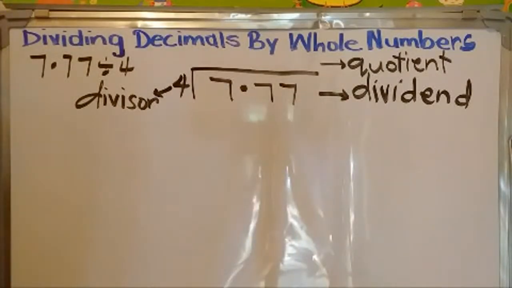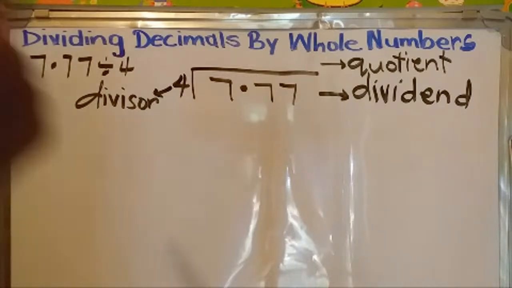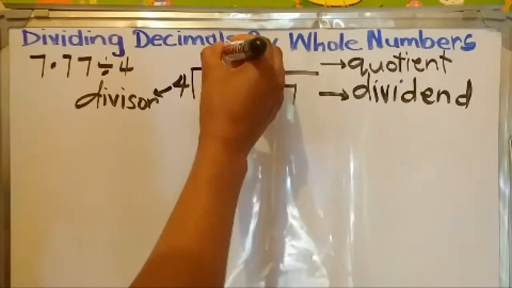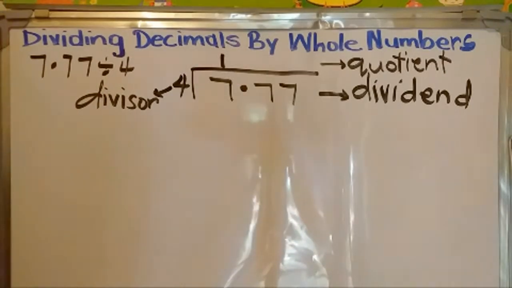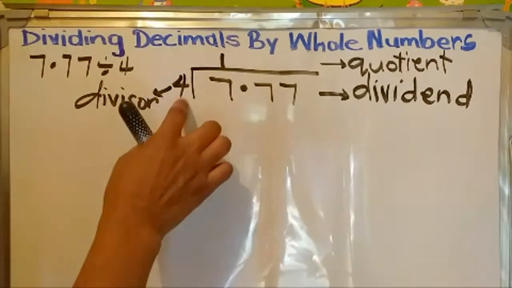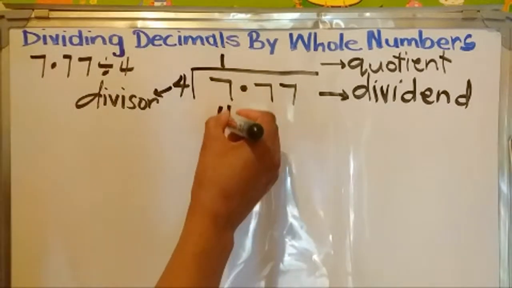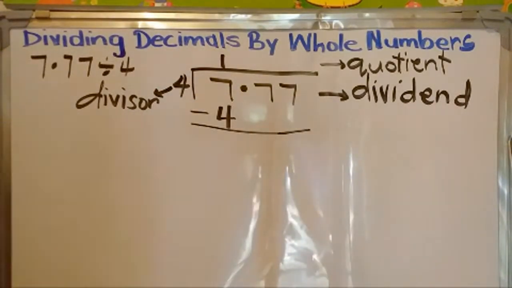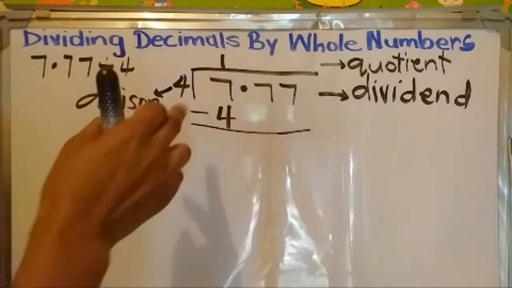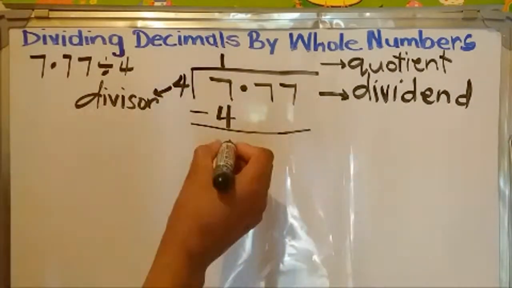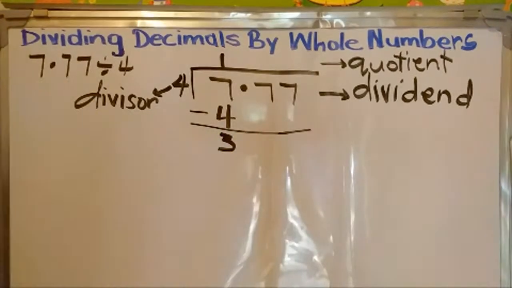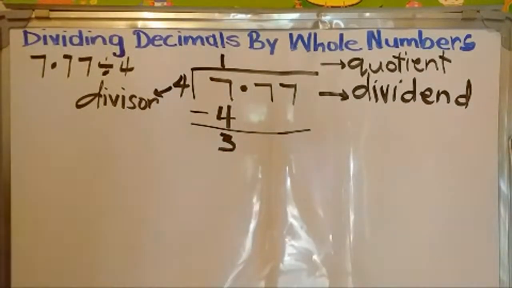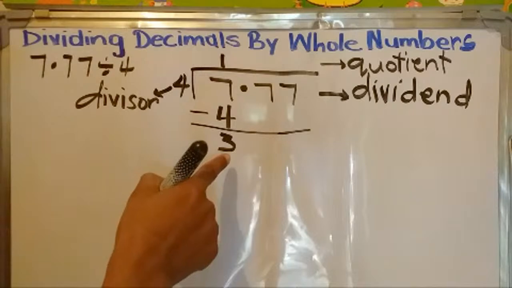First thing you are going to do is to ask yourself, how many groups of 4s can you get from 7? You can only get one group of 4s. The next step is to take this one and multiply it by 4, and you're going to get 4. Draw your line and subtract. You have 7 things, you give away 4, and you have 3 things left. Can you get a group of 4 from 3? No, you can't, because 3 is smaller than 4.